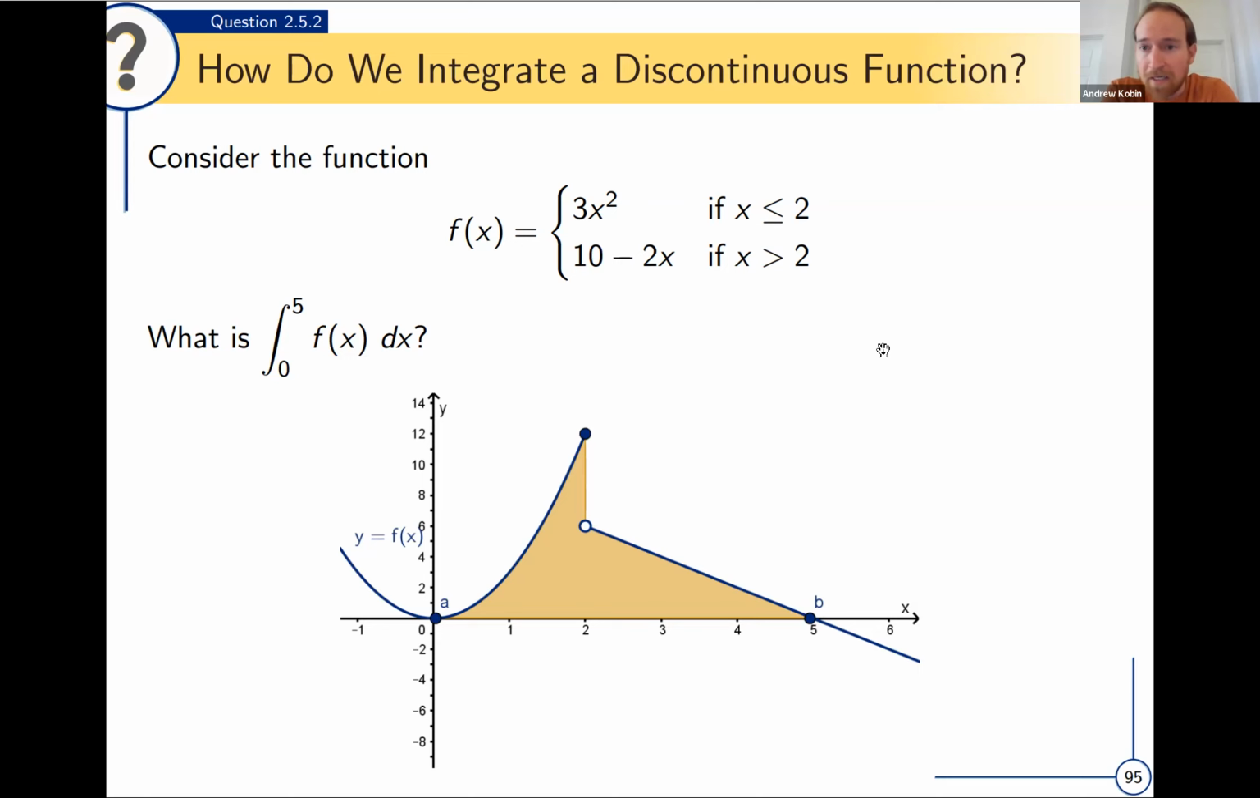I'm going to teach you how to integrate this, how to compute this definite integral from 0 to 5 of this function, but somehow we have to deal with this jump discontinuity at x equals 2 in a way that makes sense of the area shown.